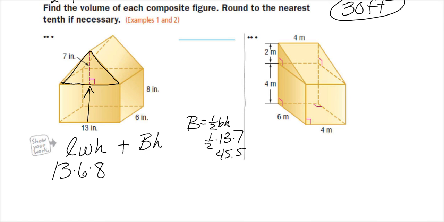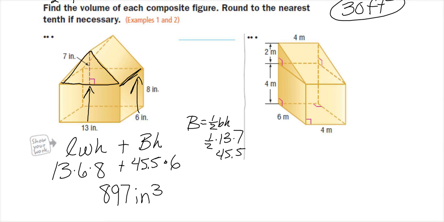And then how tall is the solid? So how deep is it? It is 6. We are 6 back. Okay, so that means times 6. Okay, let's plug that in. So 13 times 6 times 8 plus 45.5 times 6, 897. And we found volume, so that's inches cubed. Okay. I gotta concentrate on these. These are hard for me to do, so.